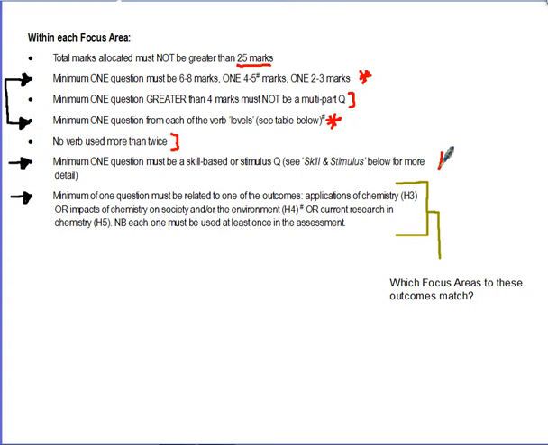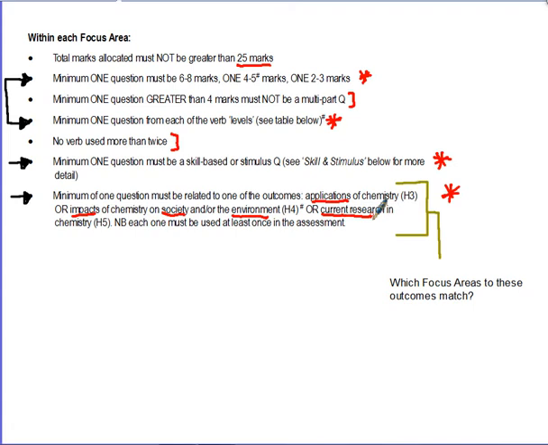This is quite a challenging one, the skill-based questions. You need to have one question for each focus area based on a skill or a stimulus, and we're going to go into that detail today. And the last one, something we haven't talked about very much, is the fact that in each focus area, one question must be related to applications of chemistry, one question has to be related to impacts of chemistry on society or the environment, and one question has to be about current research. So we're going to look today at where we could fit those questions into the focus areas.